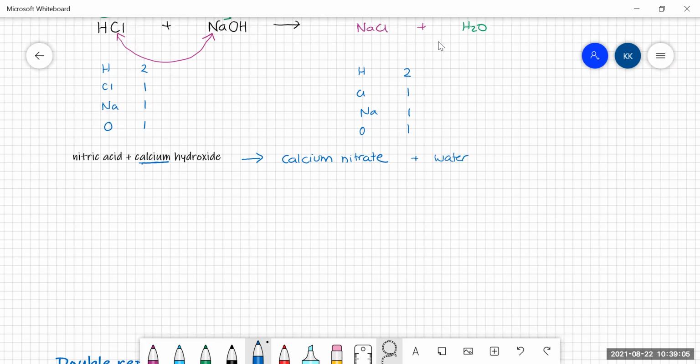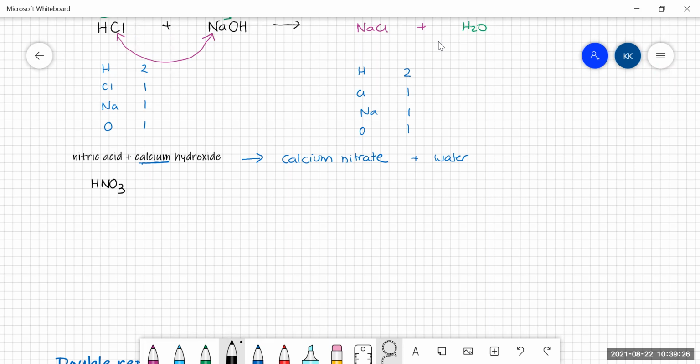Now we need to write the correct chemical formula for everything in this equation. So nitric acid is HNO3. It's going to take you a little bit of time to get used to the acid formulae, but it would be good if you knew hydrochloric acid, sulfuric acid, and nitric acid, as they're the common ones.